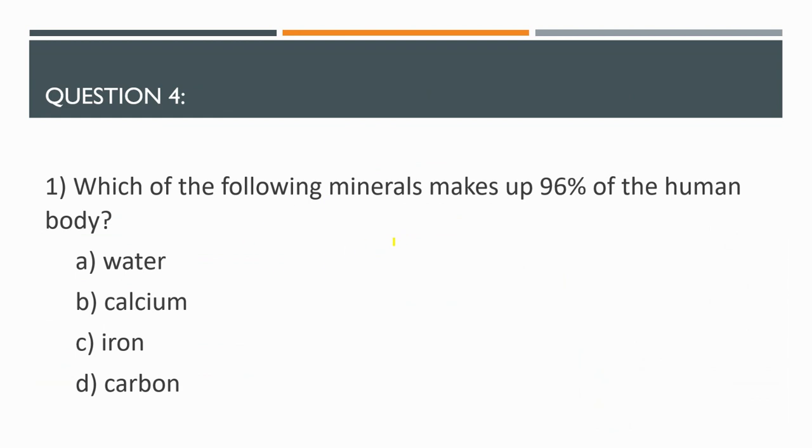All right, so which of the following minerals makes up 96% of the human body? Now really this should say which is one of the four that make up 96%, because by itself it doesn't. But one of the choices that is on that list of four is going to be carbon. And carbon forms the backbone of a lot of our life molecules.